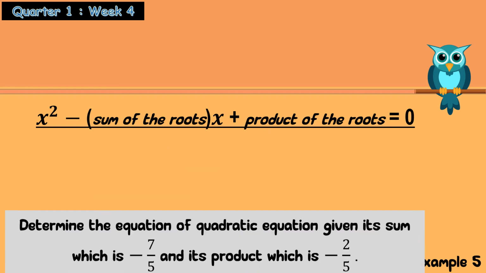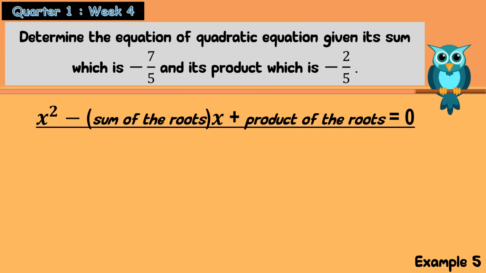Okay, another example. We have to determine the equation given the sum, which is negative 7 over 5, and its product, which is negative 2 over 5. So you get x squared minus the sum of the roots, which is negative 7 over 5, x, plus the product of the roots, which is negative 2 over 5, equal to 0.